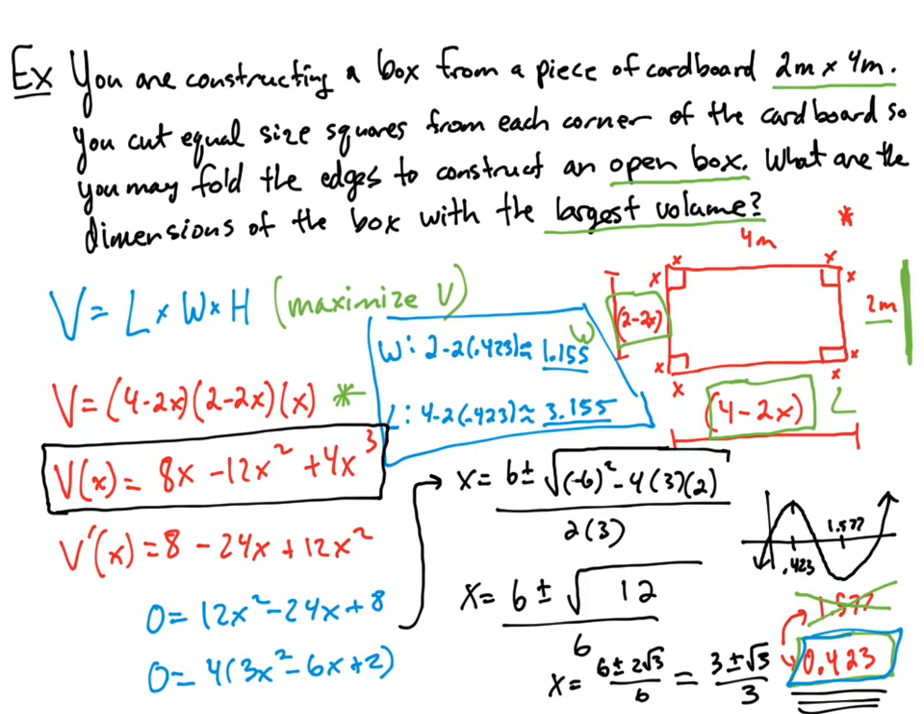We could have also created the horizontal interval chart with these critical values, and then tested points to see where we go from positive to negative, and that also gives us the maximum value. But we didn't need to test both points here because, looking at what the piece of cardboard looks like, we were able to toss out that 1.577. We knew that was not a possible value.